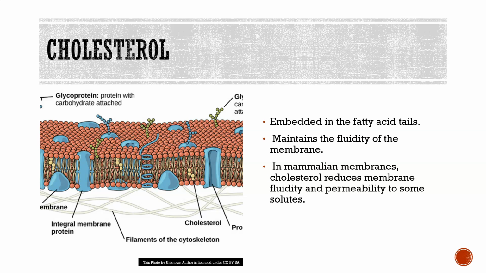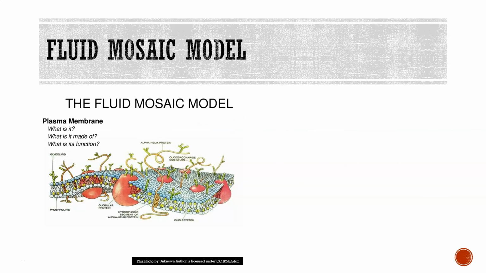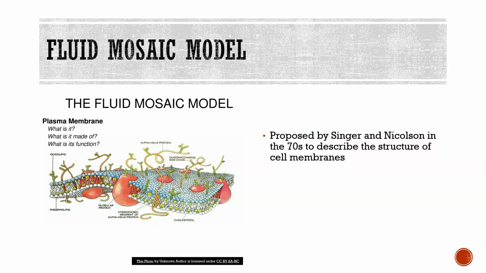In mammalian cell membranes, the cholesterol reduces the membrane fluidity, so keeps it at a constant level for where it needs to be, and it's also involved with the permeability for some solutes to pass across the membrane. So remembering that this fluid mosaic model was proposed in the 70s by Singer and Nicolson. Okay, so they were who proposed it, and this is our accepted theory.